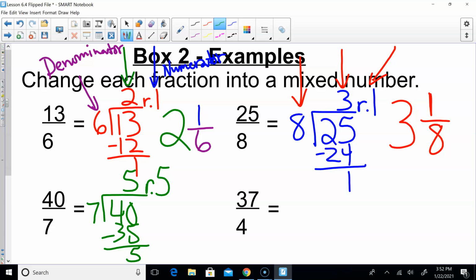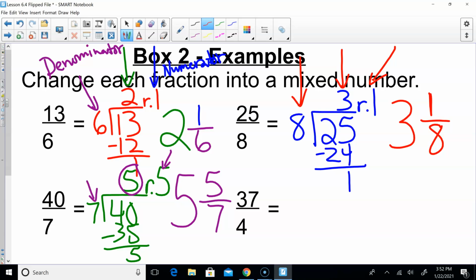Now, when we have that, the big part is, how do we write that? That's always the important piece of the puzzle, because you can do the right work, but if we put the numbers in the wrong spots, we don't get the correct answer. So remember, this is my whole number. So 5 is my whole number. My remainder is my numerator. And my divisor is my denominator. Divisor, denominator. So I have 5 and 5/7 is equal to 40/7.